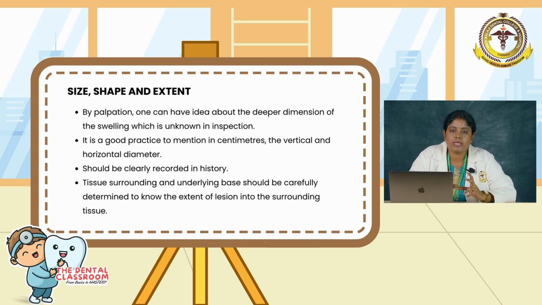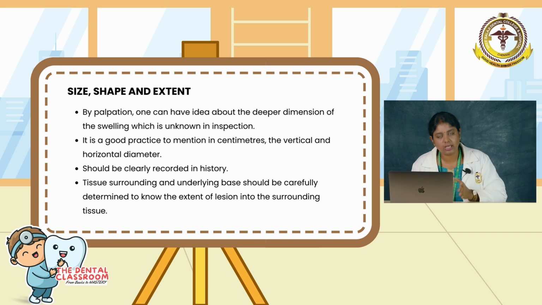The next one is again size, shape and extent. This we have already done in our inspectory findings. Now we are going to confirm it on palpation. In inspection, I have seen a particular size, but on palpation it might change. For certain swellings, it might not change also. So I have to confirm the size, shape and extent on palpation, and if it is different, I have to record it. If it is the same, then I will write that all the inspectory findings of size and shape are confirmed on palpation.